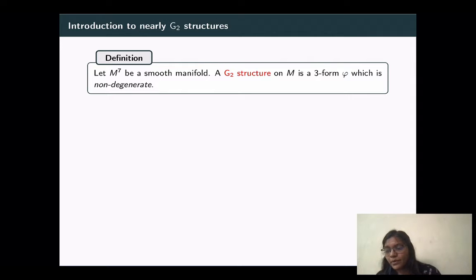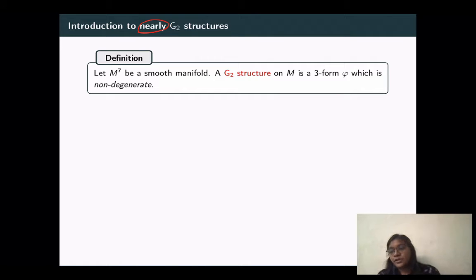As I promised, I'll start with a very brief introduction, and the first definition I have is the definition of a G2 structure, any G2 structure, nothing to do with the nearly term here. First of all, if we are talking about G2 structures, we are focused only on dimension 7, because that is the only dimension in which a G2 structure can exist. So for us, if I say manifold M, it will always be a smooth 7-dimensional manifold.